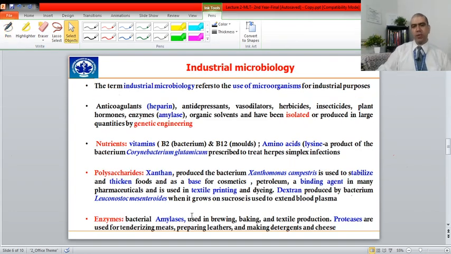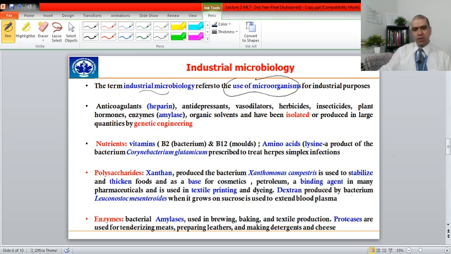We have industrial microbiology. In this case, the term industrial microbiology refers to the use of microorganisms for industrial purposes. And in industry, many things can be produced. For example, anticoagulants like heparin, antidepressants, and vasodilators, herbicides, insecticides. Herbicides particularly kill the weeds, and insecticides, as the name itself says, repel the mosquitoes.